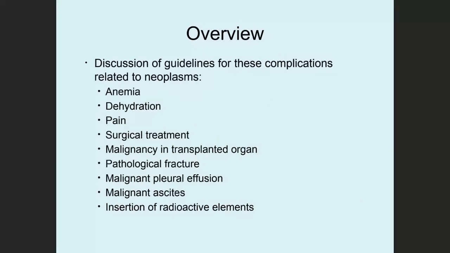So here's an overview of what I'm going to talk about today. I'm going to talk about complications of neoplasms and neoplasm treatment related to anemia, dehydration, pain, surgical treatment, malignancy in a transplanted organ, pathological fractures, malignant pleural effusion, malignant ascites, and insertion of radioactive elements. The most important and probably confusing aspect of coding for these complications is the sequencing rules, and we'll go over that very carefully.